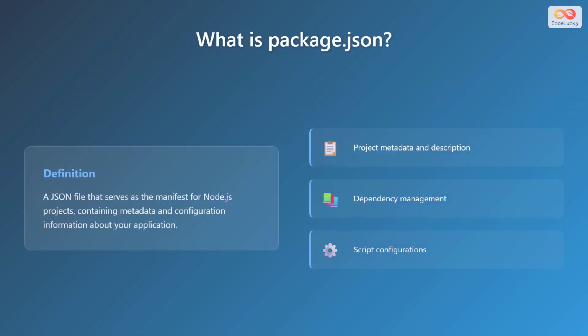The package.json file is a JSON (JavaScript Object Notation) file that acts as a manifest for your Node.js projects. It contains vital metadata and configuration details about your application. Think of it as a blueprint that describes your project to Node.js and the wider JavaScript ecosystem. It includes project metadata and descriptions, manages dependencies, and sets up script configurations.